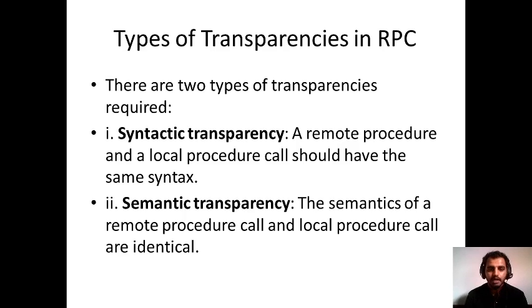A remote procedure and a local procedure call should have the same syntax. If the syntax is followed over here, here also the same syntax should be followed. Then only we'll be having a communication, and then only there will be a transparency.